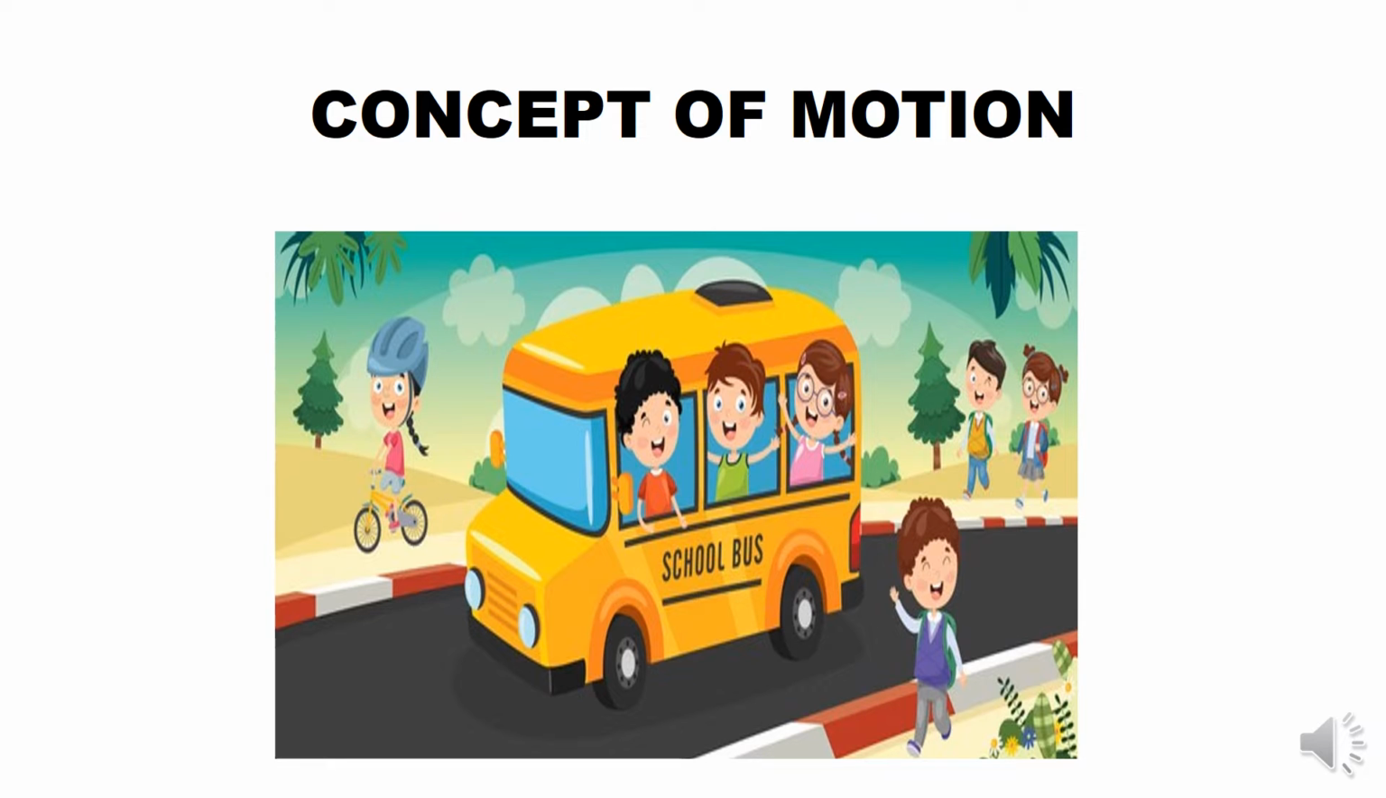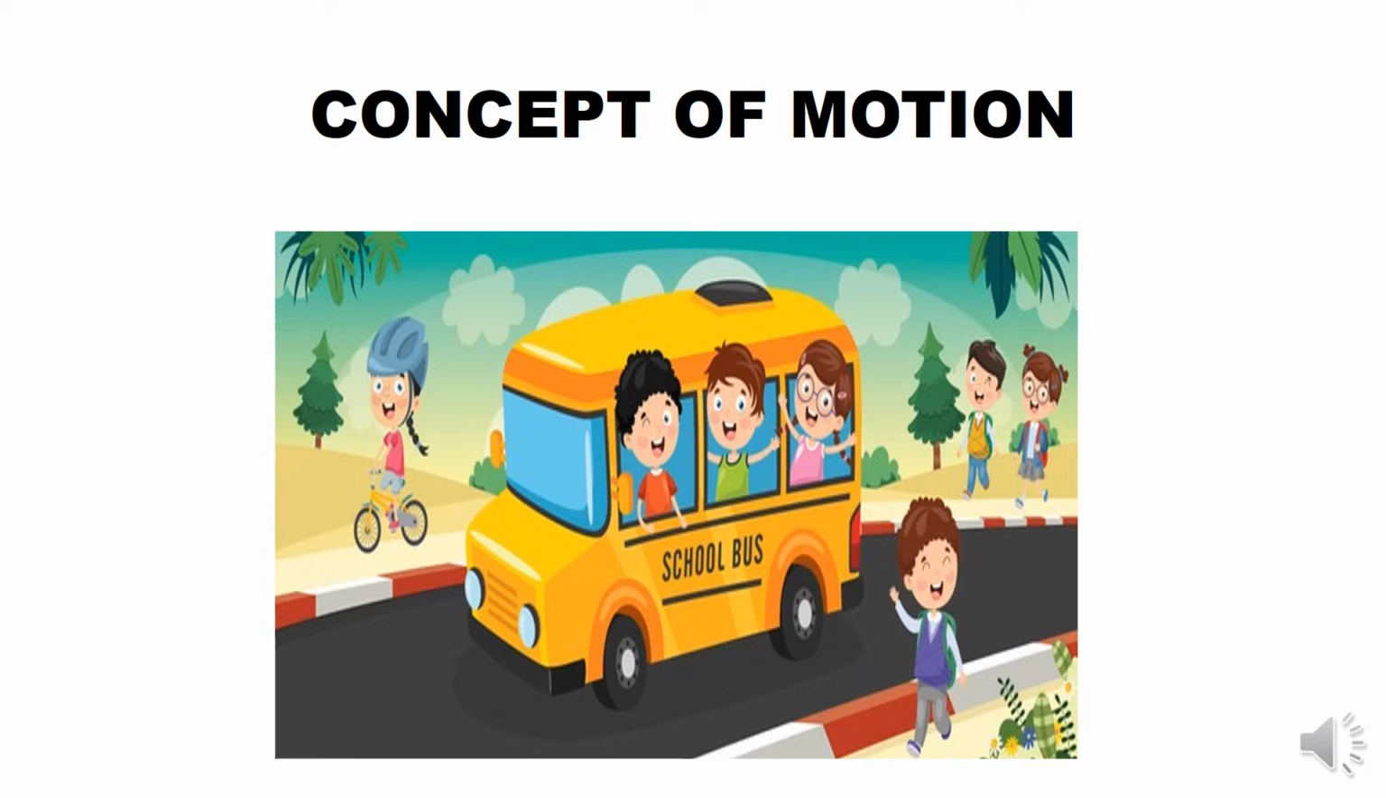Concept of motion. What is the motion concept? How do we understand this term motion? Like in this picture, you can see that a school bus is there and some students are sitting in the bus with their school bags. And if we see the outer environment, we have plants, we have trees, we have people walking on the road, some children are cycling on the road. ये सब हमको दिख रहा है इस पिक्चर के अंदर. Now we are here to understand the concept of motion.